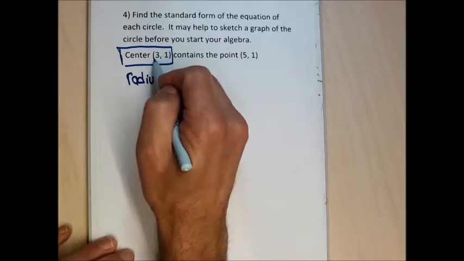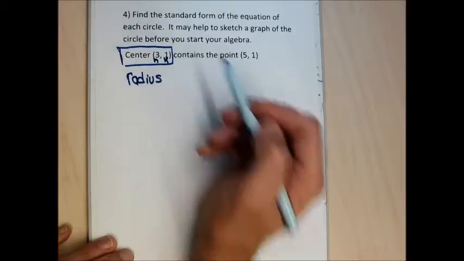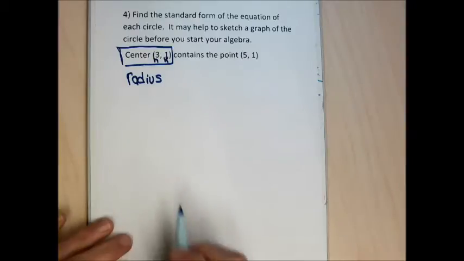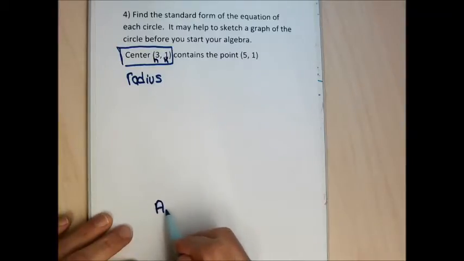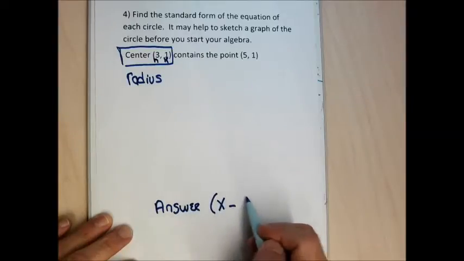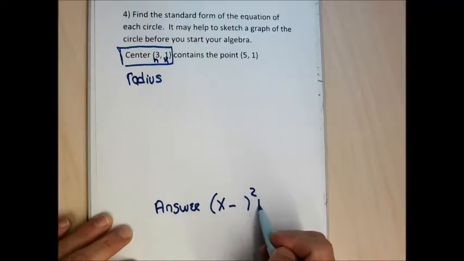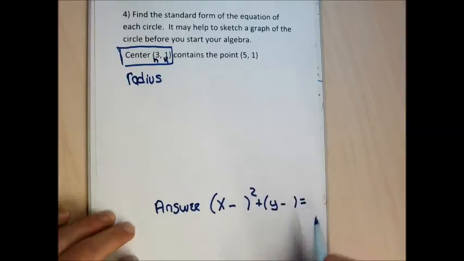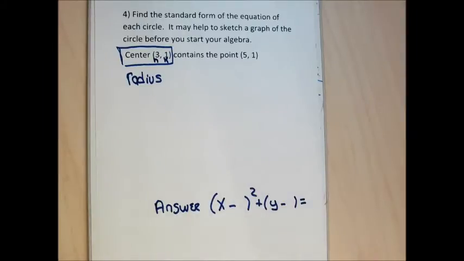because those are the three numbers that go in my circle equation. The center goes on the left side of the equation, and the radius squared goes on the right side. So when I go to write my answer to problem 4, it is going to be an equation of a circle, and the left-hand side needs to be x minus some number squared plus y minus some number squared, and the right-hand side needs to be the radius squared.